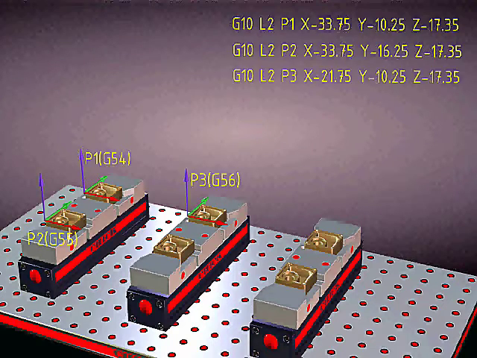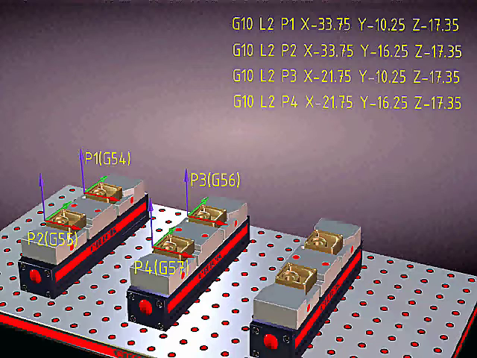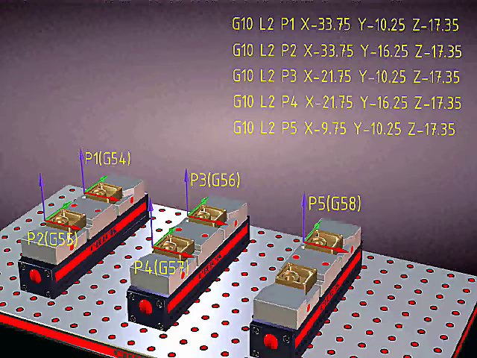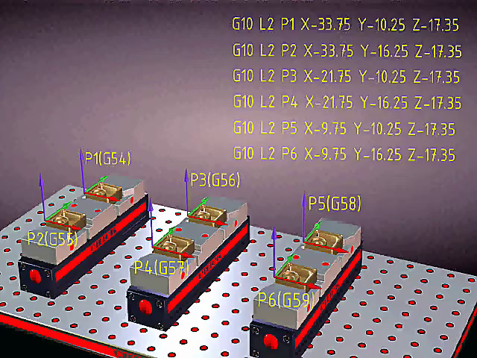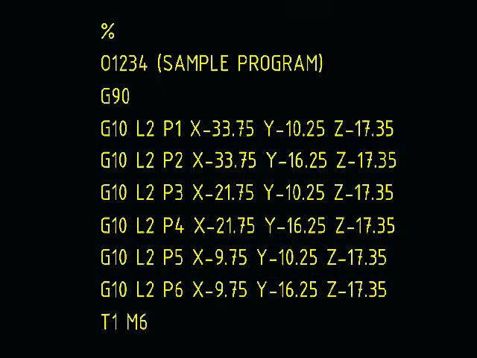Each work offset on the table will require its own G10 line. The G10 lines must be programmed before any axis movement takes place. A common practice is to locate them at the very beginning of a program, preceding the first tool change.